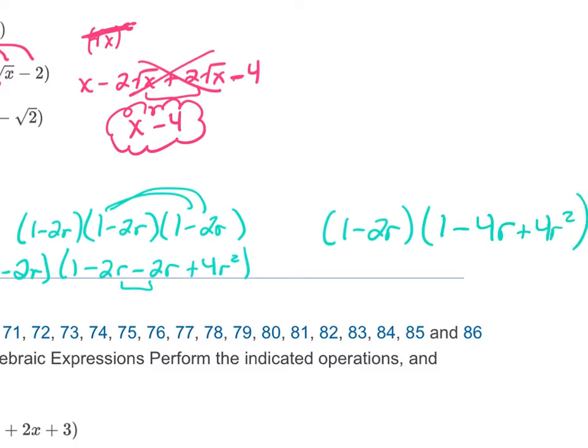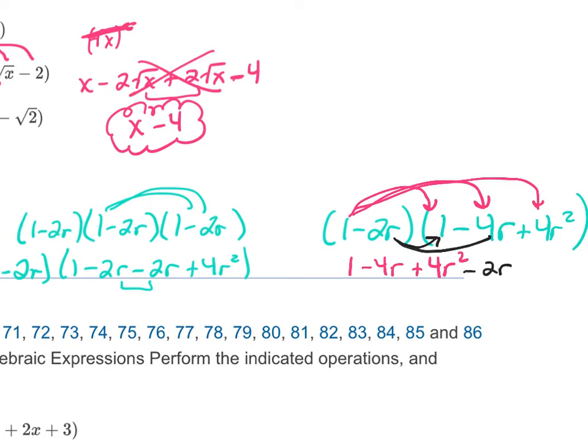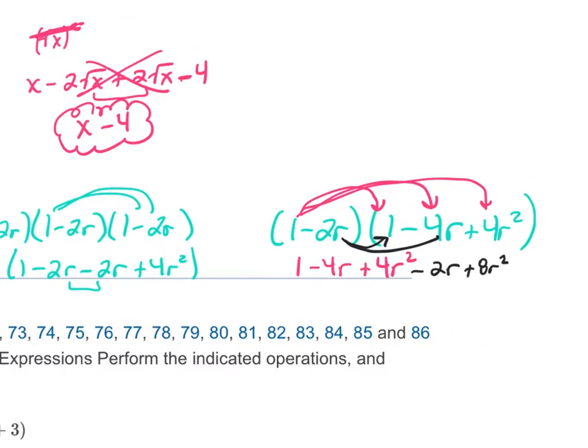And now we just distribute. First term to everything in the second parenthesis. So you have 1 times 1 is 1. 1 times negative 4r is negative 4r. 1 times 4r squared is plus 4r squared. Now I say negative 2r times 1 is negative 2r. Negative 2r times negative 4r is positive 8r squared. And negative 2r times 4r is negative 8r cubed.